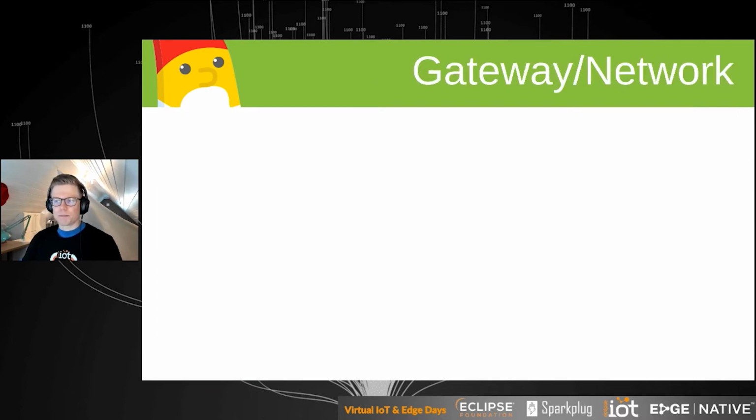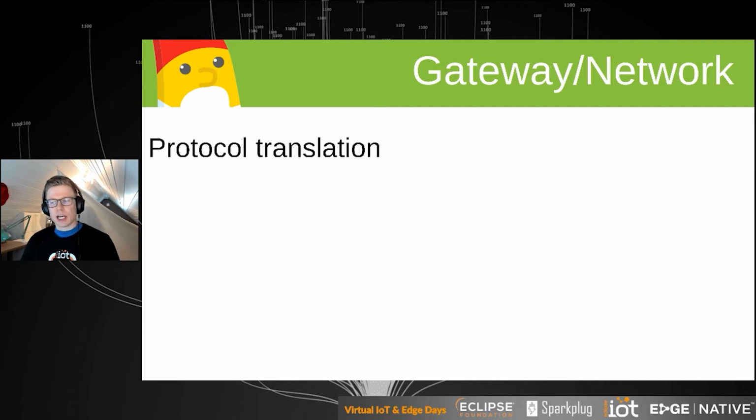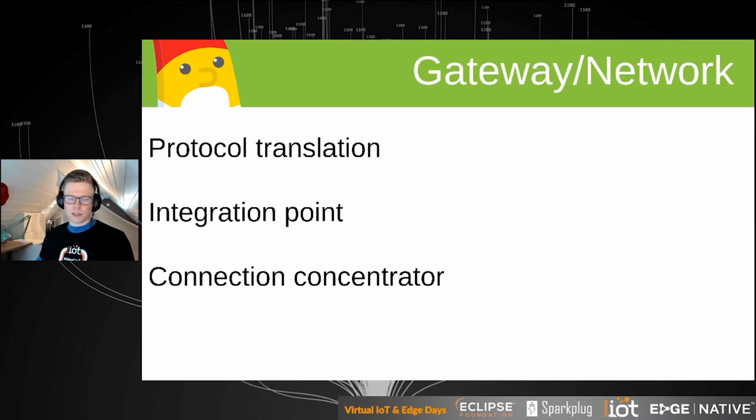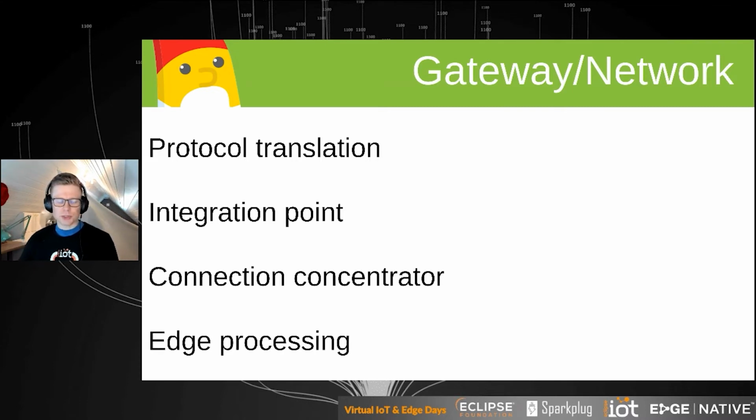So let's talk a bit more about the gateways. The functions of a gateway in this case is either acting as a protocol translation between BLE and the IP-based network. It's also an integration point for other services, and you can talk to multiple cloud services if you want to. It acts as a connection concentrator, so you can have a lot of devices that it speaks to the cloud on behalf of, and then you can do AI ML processing at the edge.